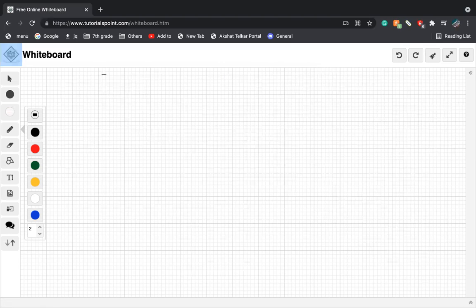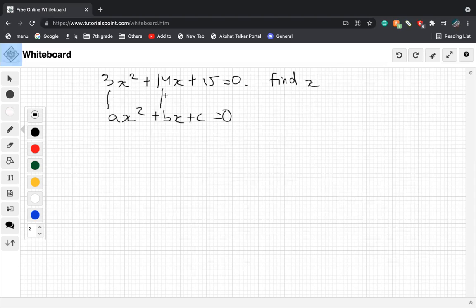Okay. So given the equation 3x squared plus 14x plus 15 equals 0, find x. Okay. So coming into this equation, obviously, the general layout, as I mentioned before, and I hope you guys are paying attention, ax squared plus bx plus c equals 0. Now let's plug it in, right? 3 is equal to a, 14 is b, 15 is c. Let's write that down here. A equals 3, b equals 14, c equals 15, right?